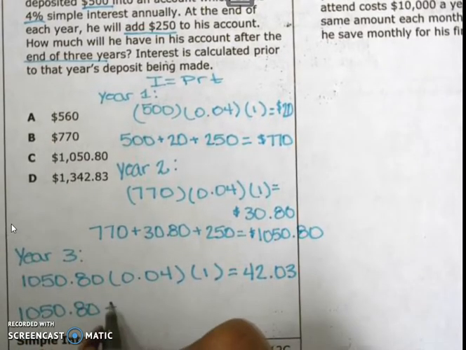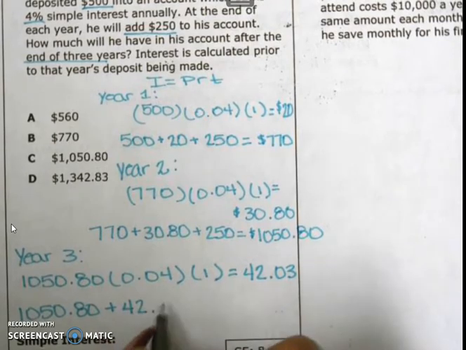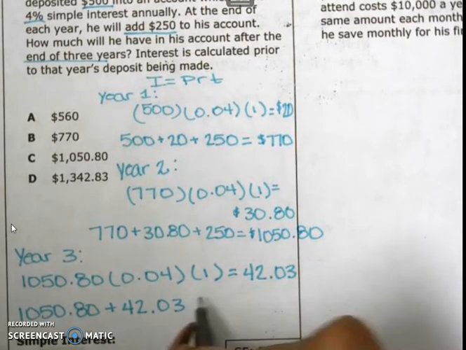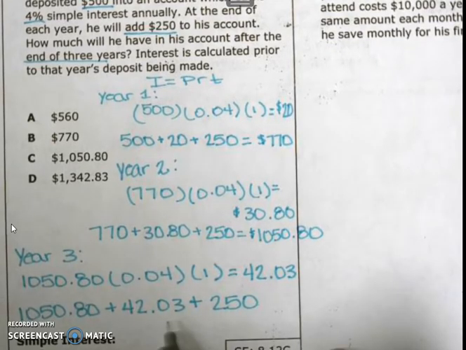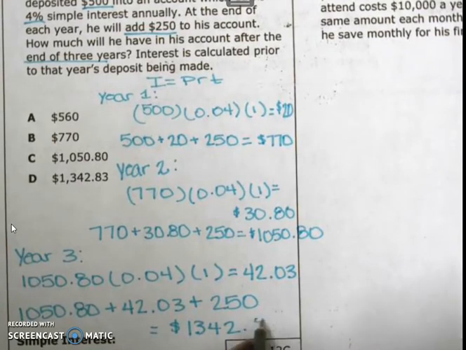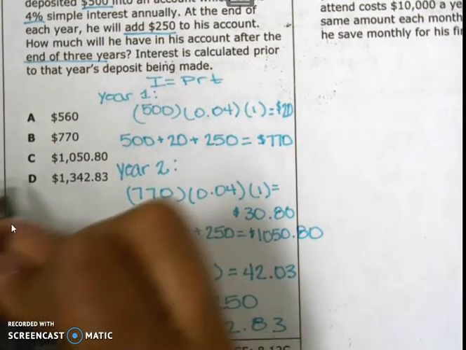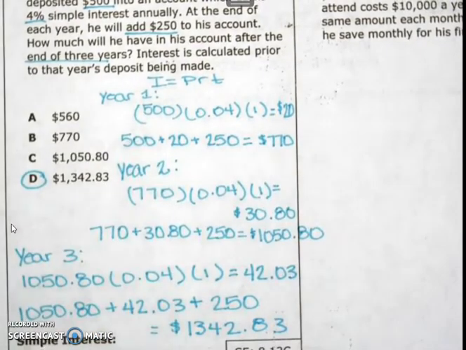So at the end of year 3, I will have the amount that I started off with, plus my interest, plus my $250 that I would add. And that will get me the total of $1,342.83. And that will give me my answer, D.